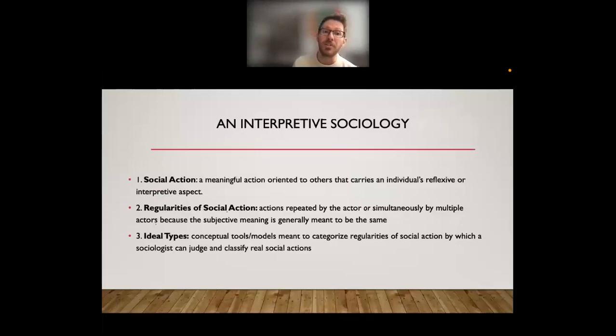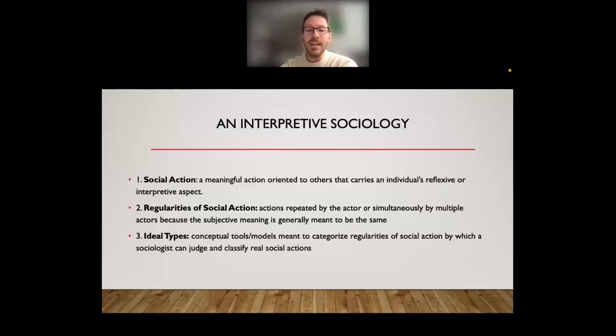So there's two parts to this. There's the fact that an action is oriented to others. That's what makes it social. And what makes it a part of an interpretive social analysis is that this action has a meaning, and the individual has a reflexive or interpretive aspect to it.